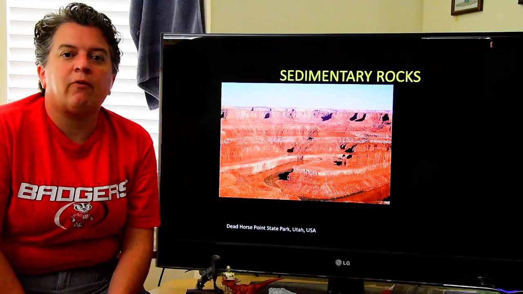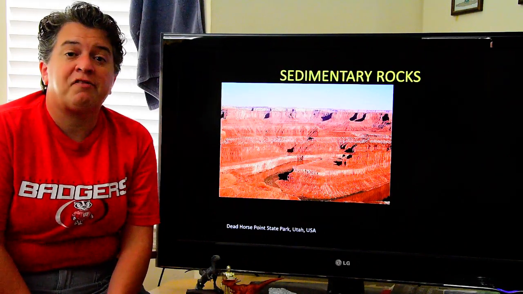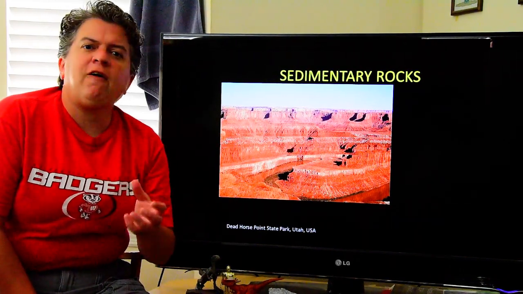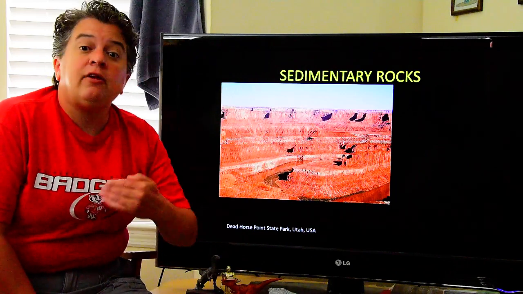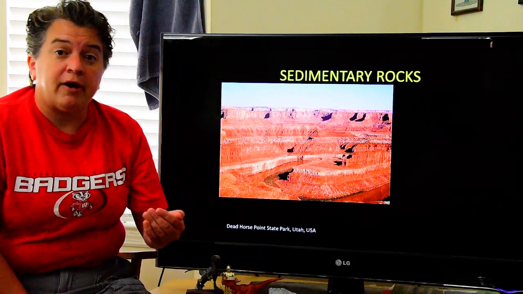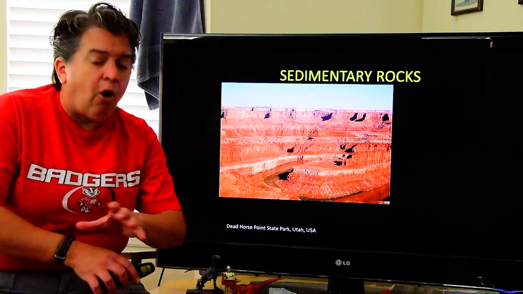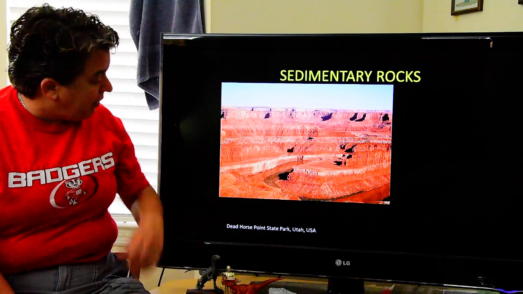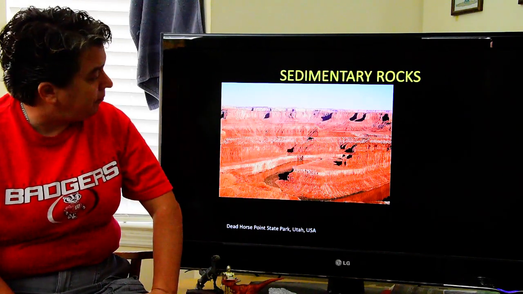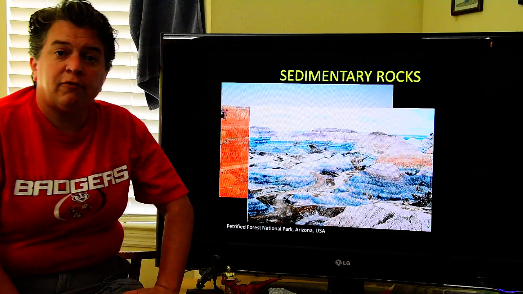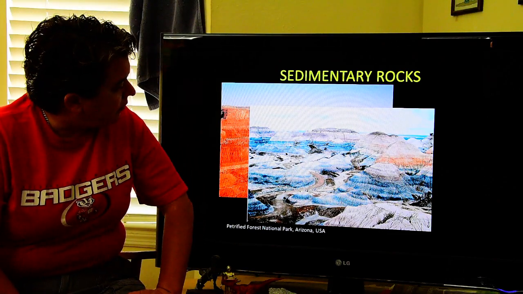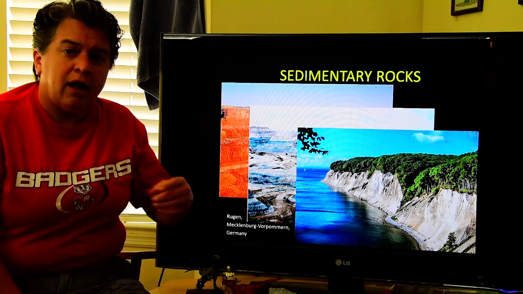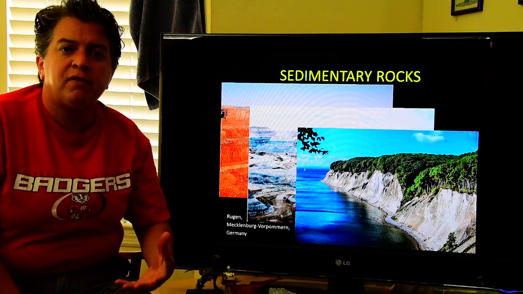Hi guys, today we're going to be looking in detail at sedimentary rocks because sedimentary rocks are very useful in interpreting Earth's history. And sedimentary rocks can have all different sorts of appearances. These are sedimentary rocks at Dead Horse Point State Park in Utah. These ones are in Petrified Forest National Park. And these are on the island of Rügen in Germany. And each one has different characteristics and different compositions.